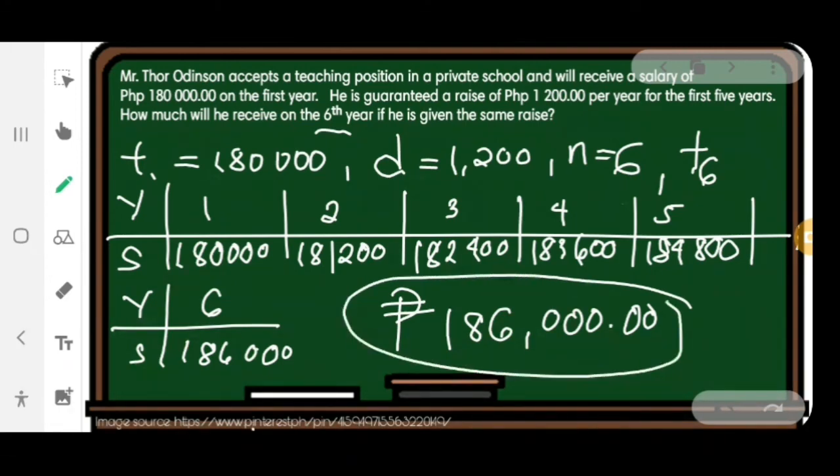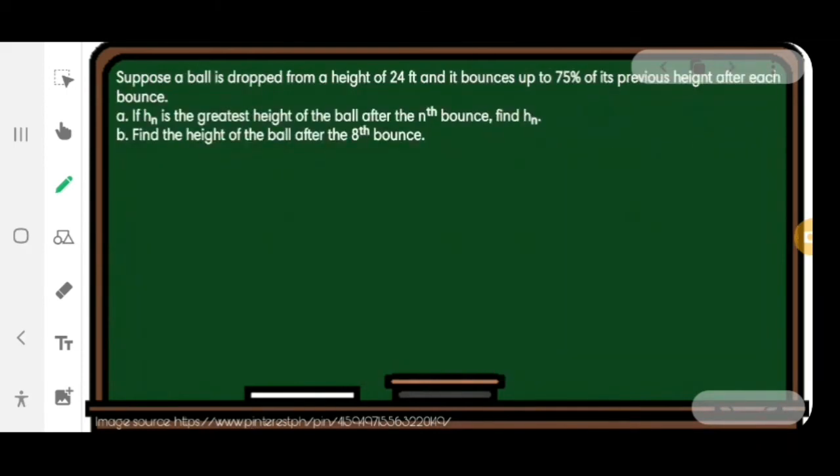Now let us proceed to the next example. Okay, so the next problem is, suppose a ball is dropped from a height of 24 feet and it bounces up to 75% of its previous height after each bounce. So this one involves a geometric sequence. Take note, we have here 75% of its previous height.